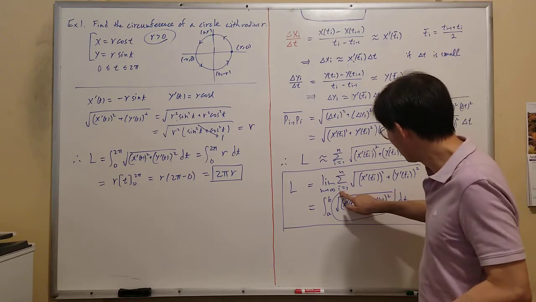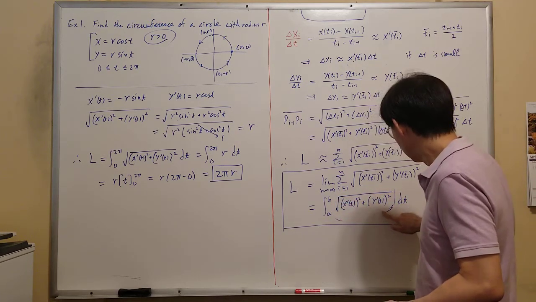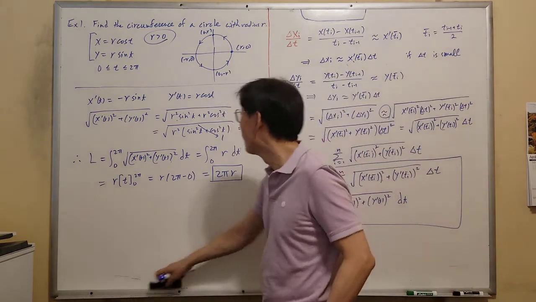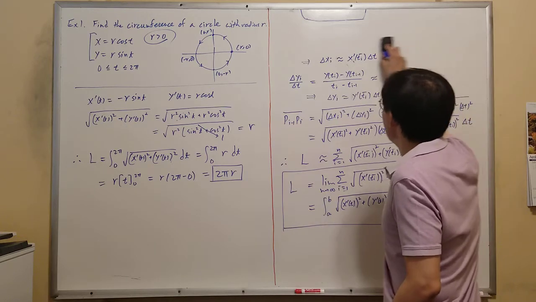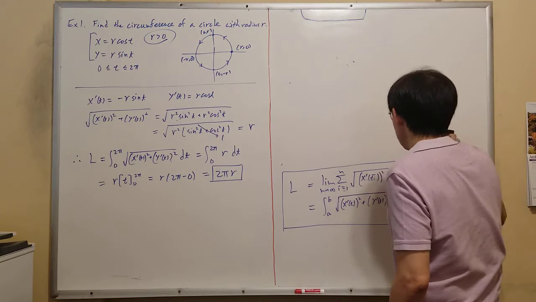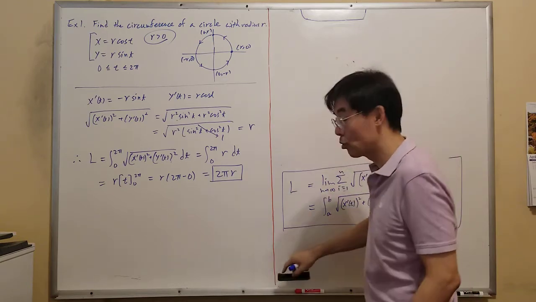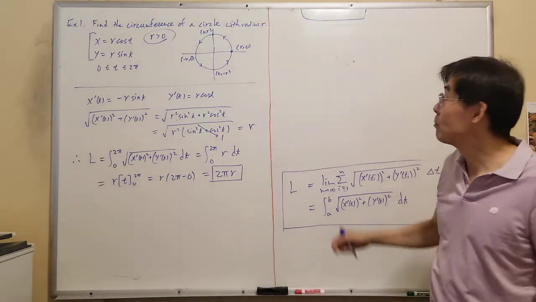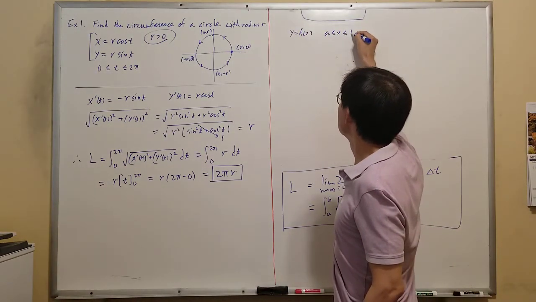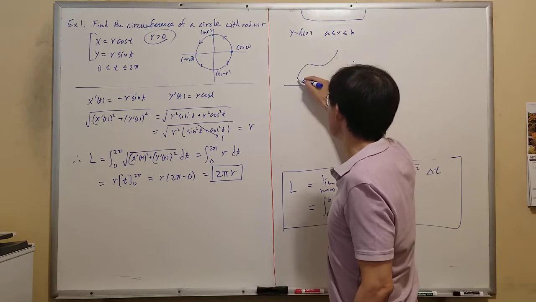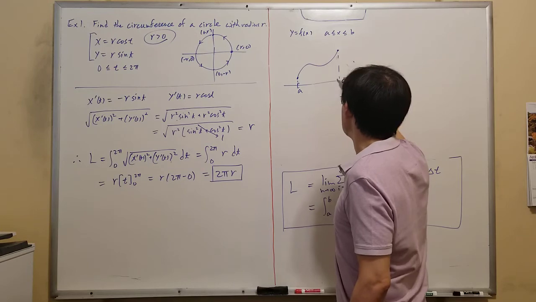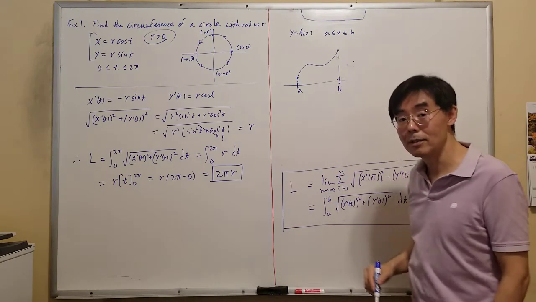So we proved this one. Now, because of this, we can do interesting things. What if the curve whose arc length you want to know about is given by y equals f of x, with x between a and b, like this, a to b. What can we do about this?